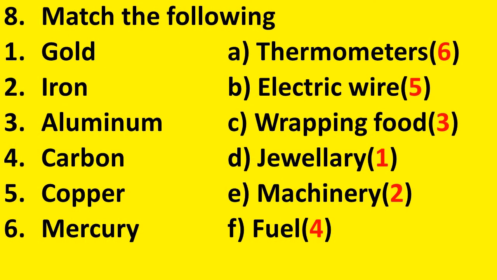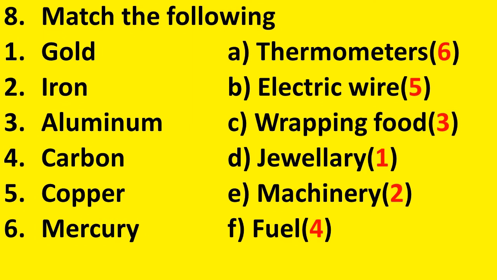Question number 8. Match the following. Number 1. Gold. Gold is used for making jewelry. Number 2. Iron. Iron is used for making machineries. Number 3. Aluminium. Aluminium is used for wrapping food. Number 4. Carbon. Carbon is used as fuel.